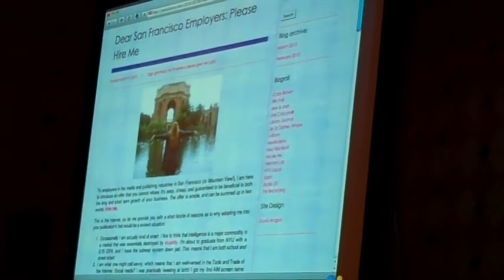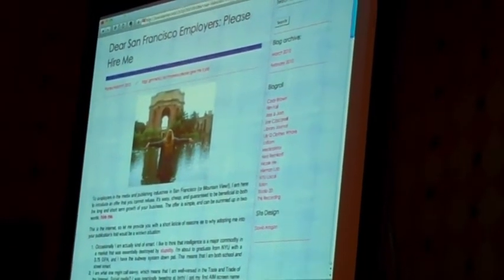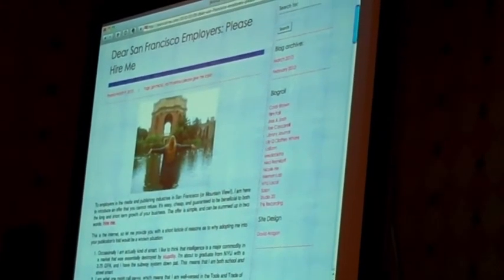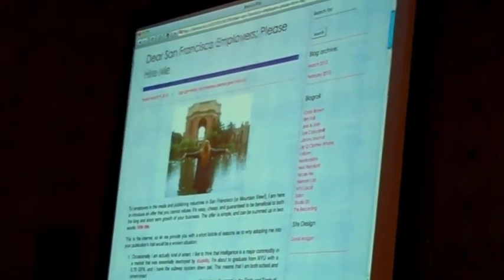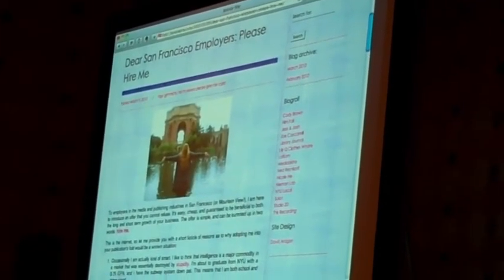Design isn't the only way you can be likable, though. This is the woman who wrote it. She really wants to work in San Francisco, obviously. And she wrote this blog post. If I had a company in San Francisco and needed anybody related to copy, I would hire this woman, because if you read this letter, it is phenomenally engaging. Her personality comes across very clearly, and it's a very likable personality.